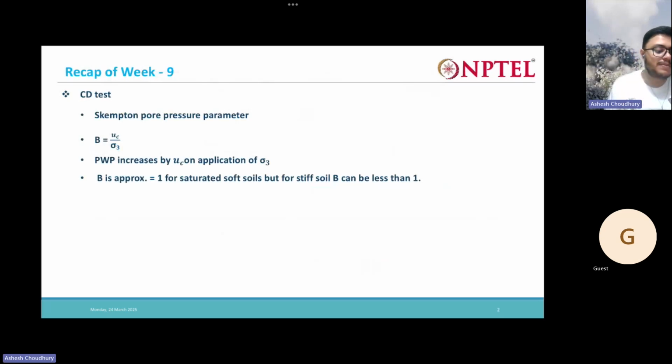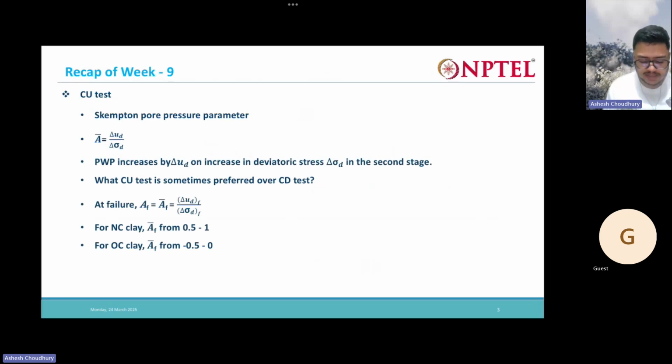Now there is one more parameter, the A parameter. Let us see what the A parameter is. We define this in terms of the CU test. So what is the CU test? In the CU test, in the second stage, the drainage valve is closed and you don't allow the drainage to occur. So when we apply the deviatoric load to the soil, what will happen? The excess pore water pressure will increase even in the second stage.